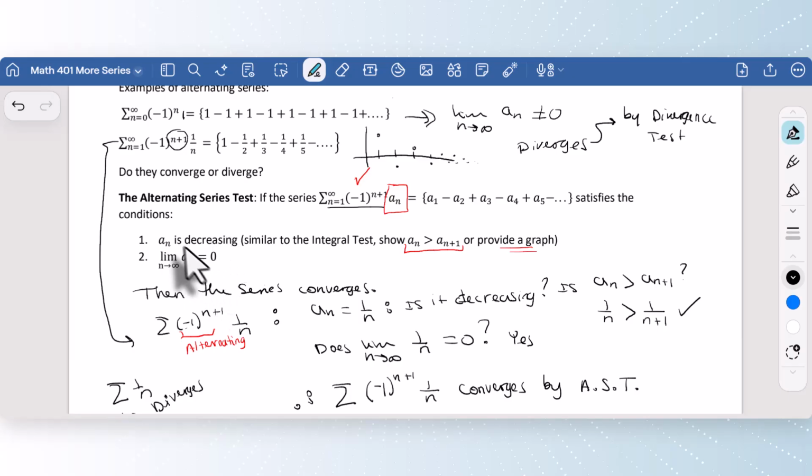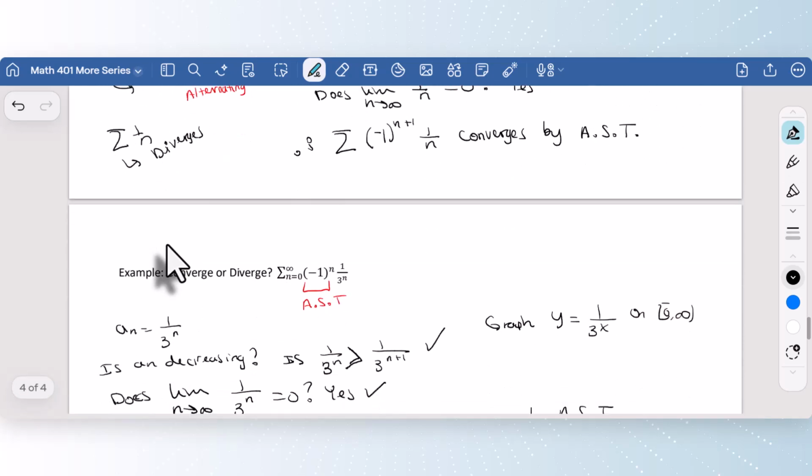If one of them fails, if the first one fails, the test is inconclusive, so you have to use something else. If the second one fails, then the series diverges, but it diverges really because of the divergence test.